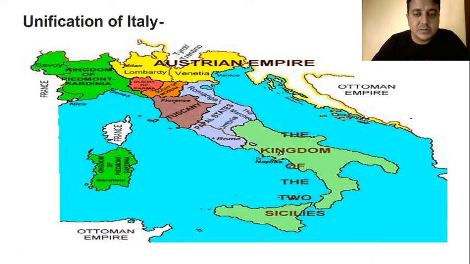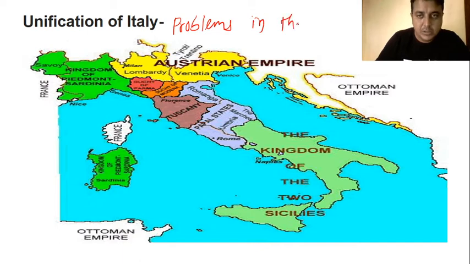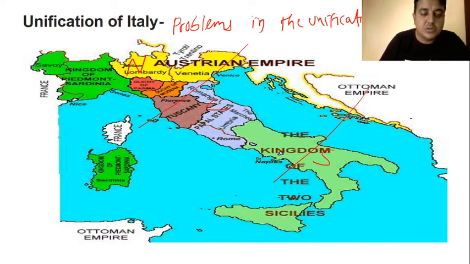So, in the last lecture, we discussed the unification of Italy. In that, we mentioned the problems faced by Italy, the obstacles in the unification. We mentioned clearly that there are the north part, the south part, and the central part. The north part was under Austrian dominance, the central part was under the Papal State, and the south part belongs to the Kingdom of Two Sicilies, which is under France. Clear? So, in the last lecture, we mentioned that.